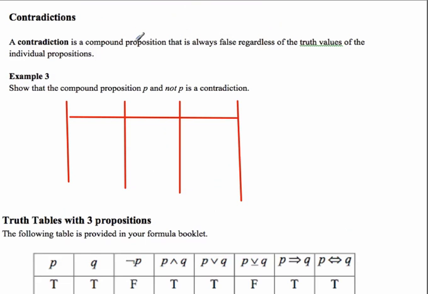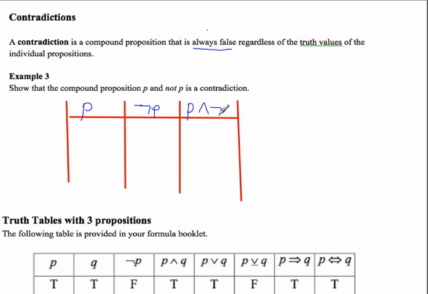Now let's look at what we call a contradiction. So contradiction is kind of the opposite of that. We're going to get always false, so your final column is going to be all falses. So show that the compound proposition P and not P is a contradiction. It kind of makes sense. You can't have P and not P at the same time. It's going to be a contradiction.